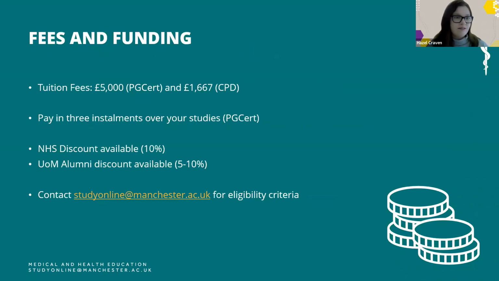And then on to fees and funding as well. So for September 2025, tuition fees are £5,000 for the postgraduate certificate, or £1,667 for the CPD. So that's one individual unit. And you've got the opportunity as well with the postgraduate certificate to pay in 3 individual instalments.